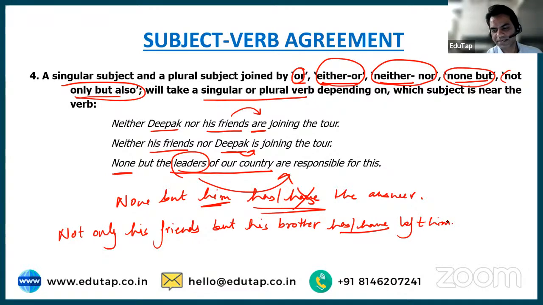Yes, guys, what should be the correct answer here? Not only his friends, but also his brother. I missed out "also" here. Not only his friends, but also his brother has left him or have left him.